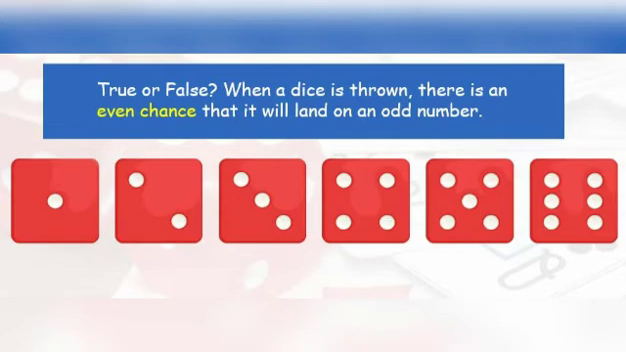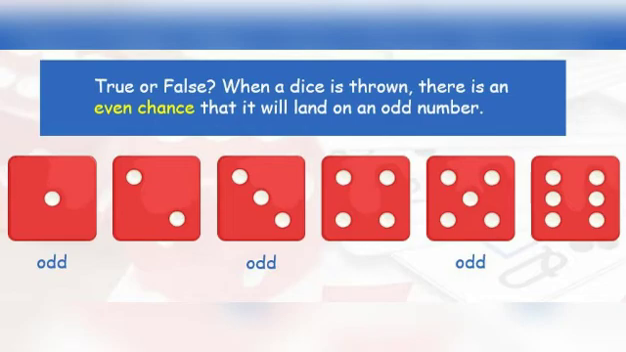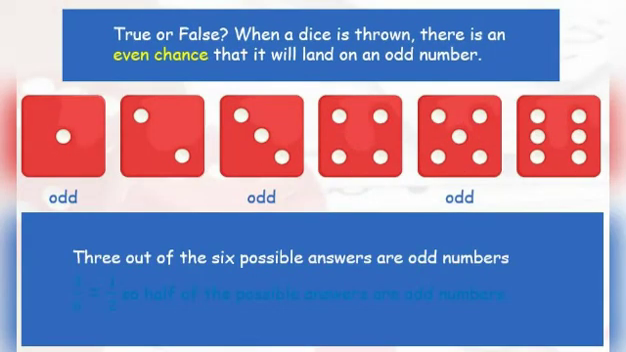Let's take a look at this question. True or false? When a dice is thrown, there is an even chance that it will land on an odd number. Well, when I look at all the 6 possibilities when I throw a dice, of course, I can see that there are 3 different odd numbers. The numbers 1 and 3 and 5, they are my odd numbers. So there are 3 odd numbers that I could land on if I threw my dice. So I could say that 3 out of the 6 possible answers are odd numbers.